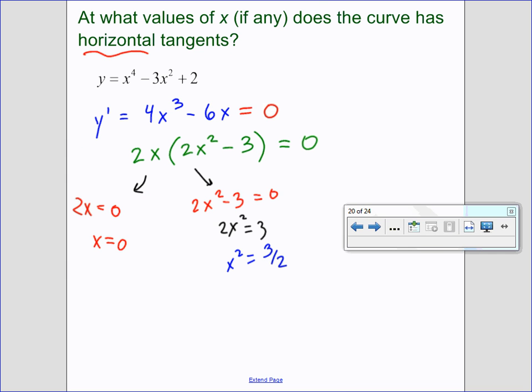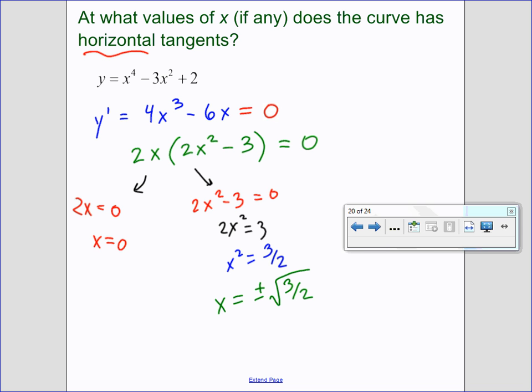So this is 2 values, isn't it? Add 3, divide by 2, take the positive and negative square root. So the positive and negative square root of 3 halves. Then we can certainly rationalize the denominator there and get root 6 over 2. But I'm going to leave it like this because this is easier to work with. So I'm not going to rationalize the denominator.